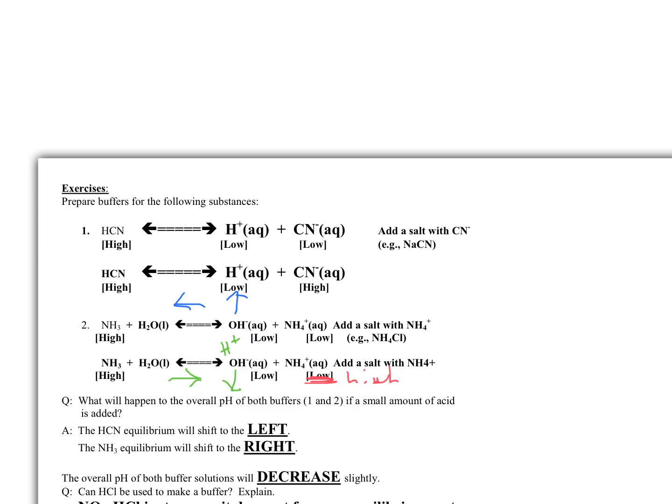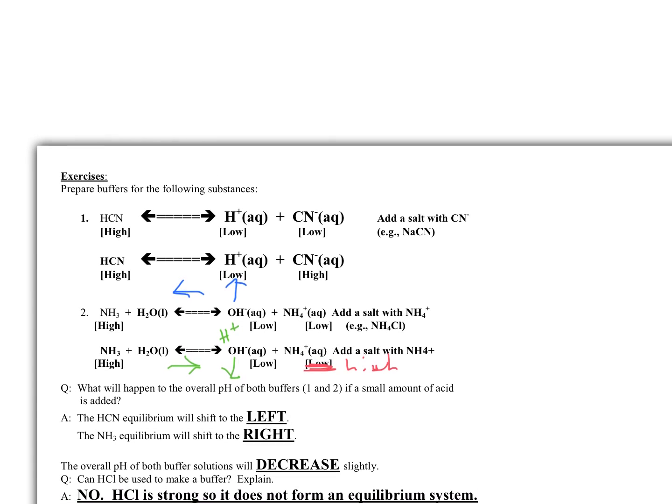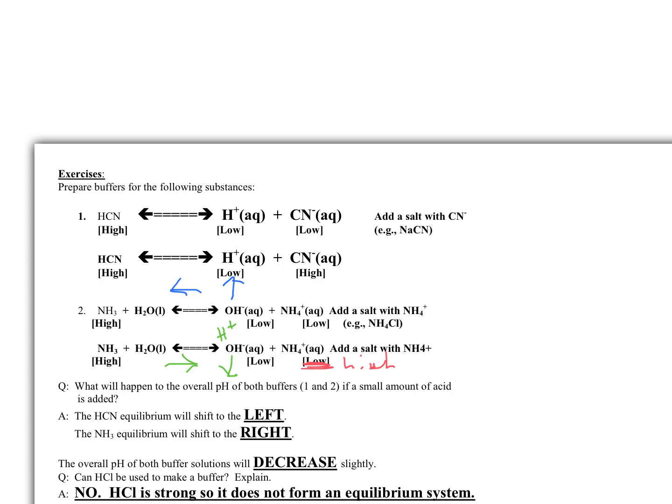So question, can HCl be used to make a buffer? No. We said that all of our buffers must be made with a weak acid or base. HCl is a strong acid, so it does not even form an equilibrium system. An equilibrium system is able to shift in either direction to buffer or limit the amount of change caused by the addition of an acid or a base. Because strong acids and bases don't enter equilibrium or have these double-sided arrows, it's not possible for them to compensate back and forth to limit the change in pH caused by the addition of an acid or a base.